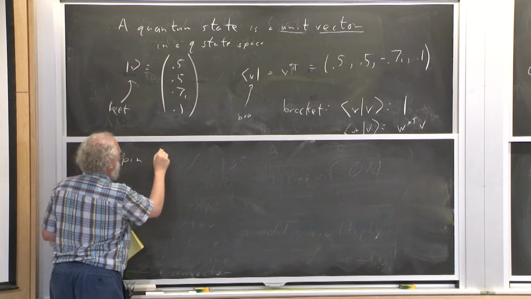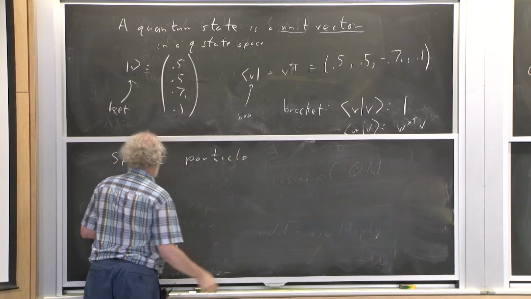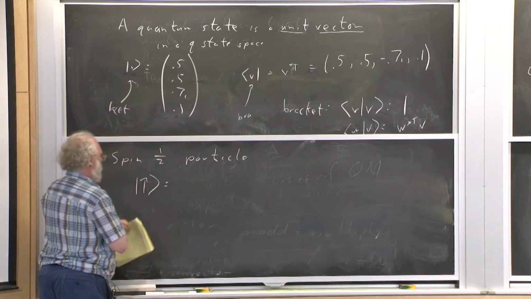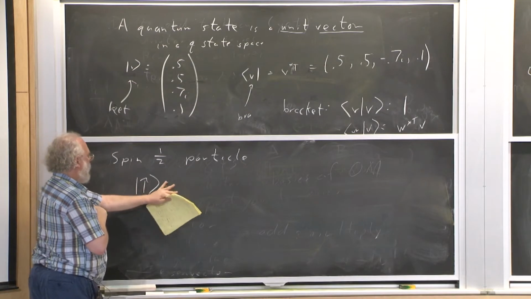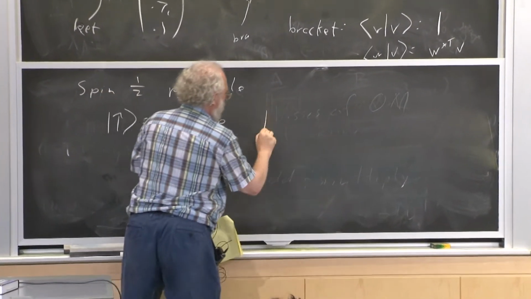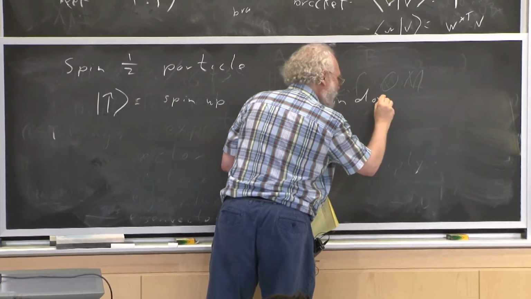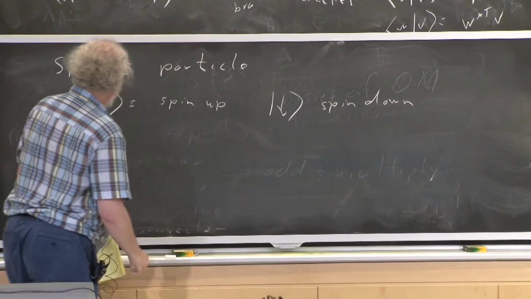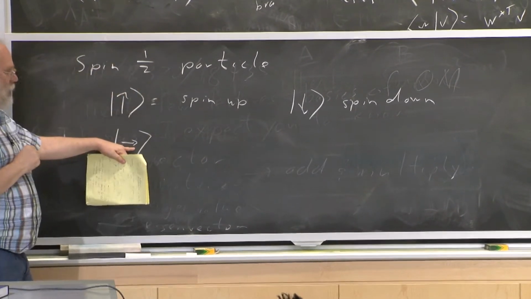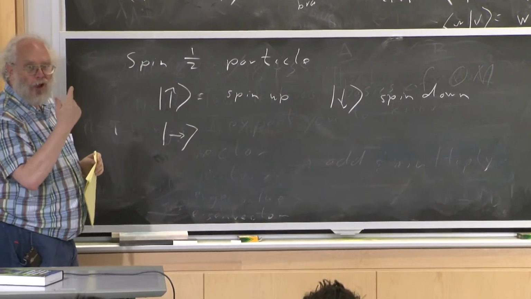Another example is a spin 1/2 particle. Okay, so that's spin up. That's spin down. But of course, we can also put a particle so it spins to the right. Or actually, this is really the axis around which it spins.